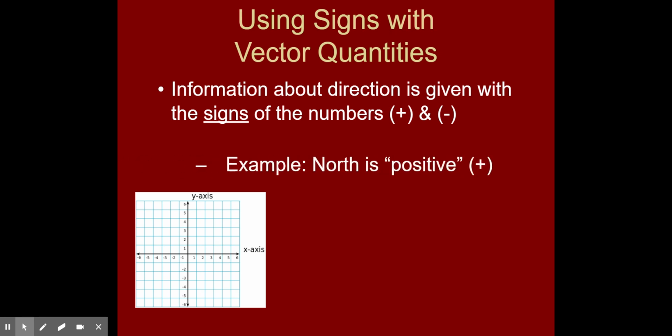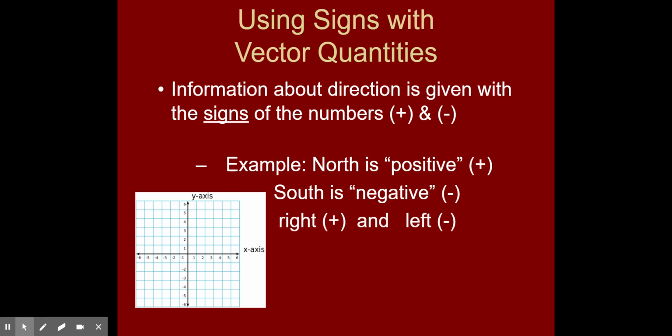Okay, so north would be positive, right? South would be negative, and then right and left would be positive and negative respectively. So this would be north, south, and this would be east and west. And that was how we would get our positives and negatives in the sense of vectors. Okay, so that's just kind of the introduction of motion, speed, and displacement. Today we're going to calculate some speed with some word problems, and then we'll talk tomorrow about displacement.